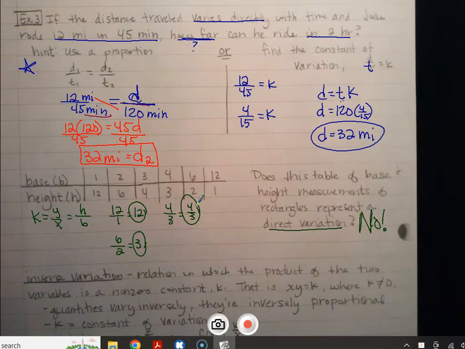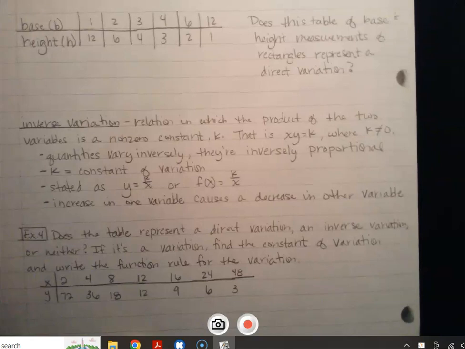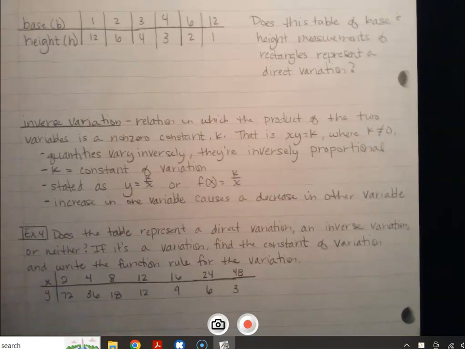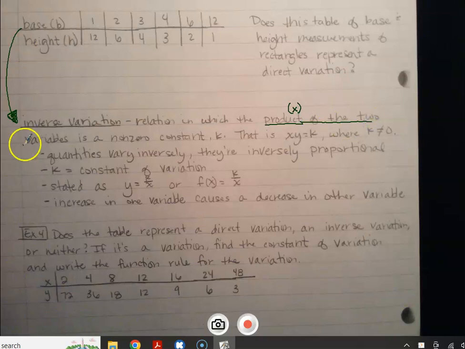I need to move it up a little bit. So let's go ahead and clear these notes so I can move it up and talk about the inverse variation. So this is an inverse variation. It's not a direct variation, it's an inverse variation. And this is when it's a relation in which the product, remember product means to multiply, of the two variables is a non-zero constant, k.